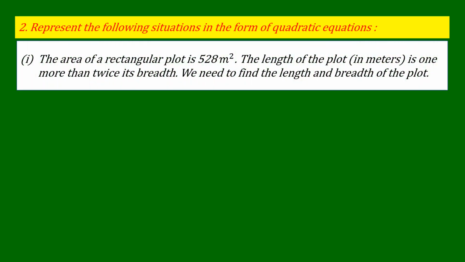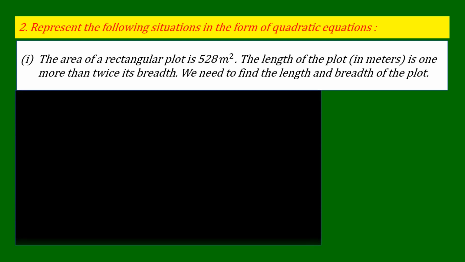Yeah, the area of a rectangular plot is 528 square meters. The length of the plot in meters is one more than twice its breadth. We need to find the length and the breadth of the plot. So let's move to the blackboard and try to put the words in numbers and equations. Now we are given the area of the rectangular plot.